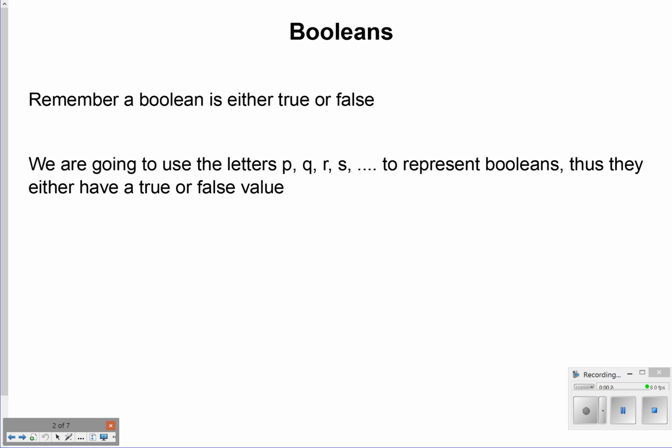So let's look at Booleans. And remember, a Boolean is either true or false. There's no other possibilities for a Boolean. We're going to use the letters P, Q, R, S, and so forth to represent Booleans. Thus, they either have a true or false value.